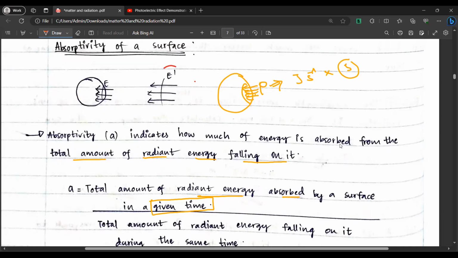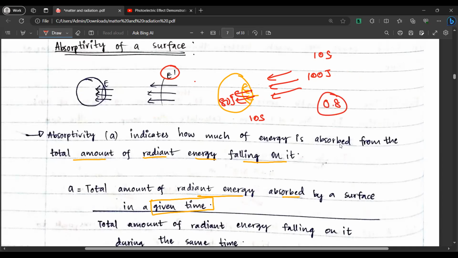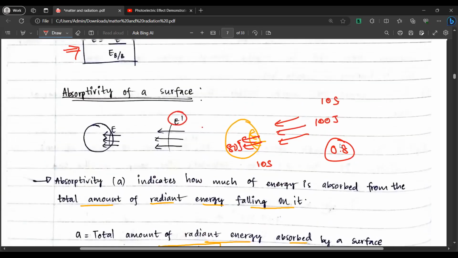Here, let's say E dash amount of energy is falling. For example, let's say 100 joules of energy is falling on this body in a given time, let's say 10 seconds. But during that same 10 seconds, only 80 joules was absorbed. Okay, then here the absorptivity is 0.8. Is the idea clear? What I said previously was incorrect. So that is the difference between absorptivity and emissivity.